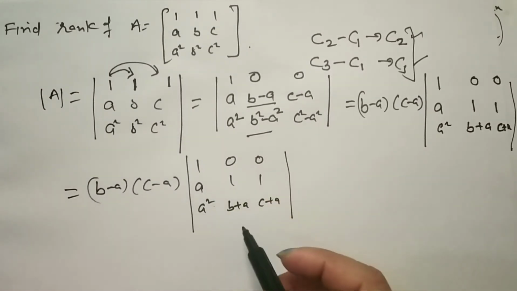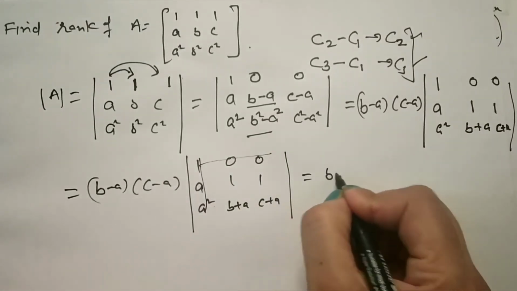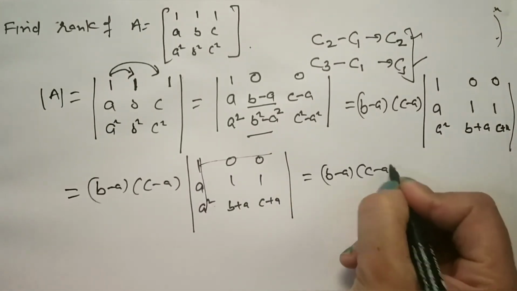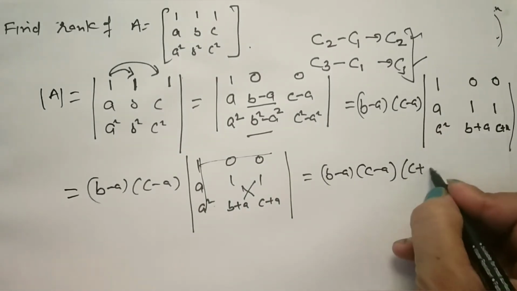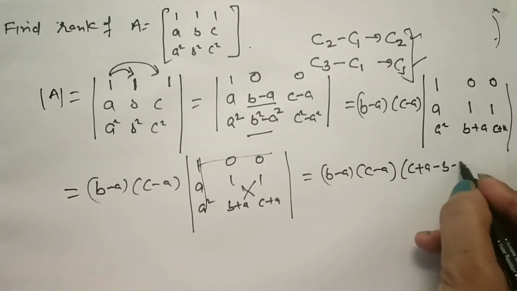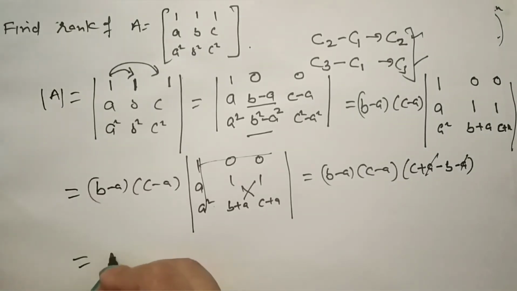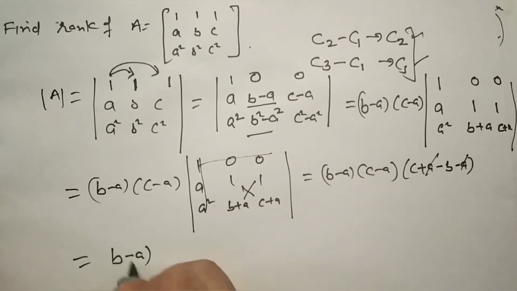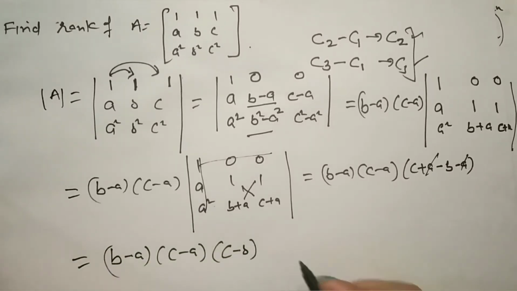Now you can expand, because expanding with respect to the first row will give us B minus A, C minus A, which is already there, and this cross multiplication will be C plus A minus B minus A. So A cancelled with A, so the determinant which is left is B minus A, C minus A, and C minus B.